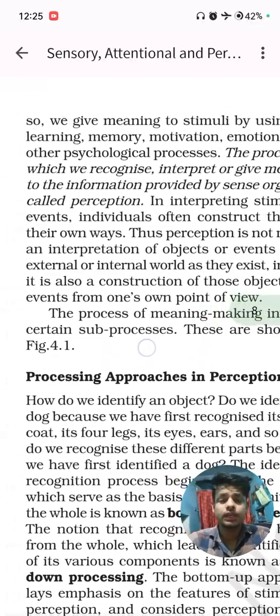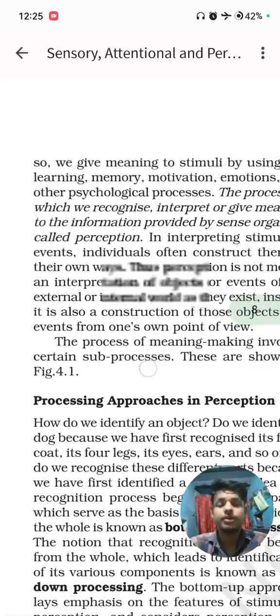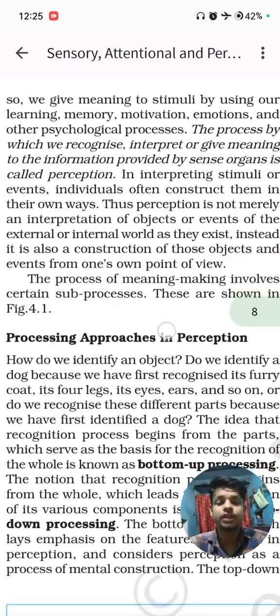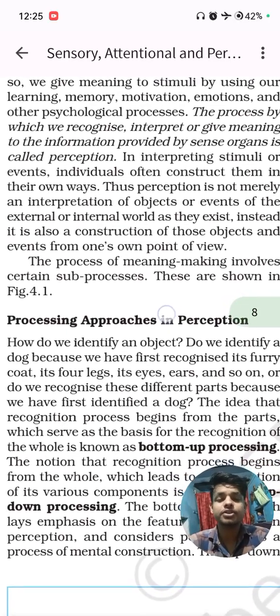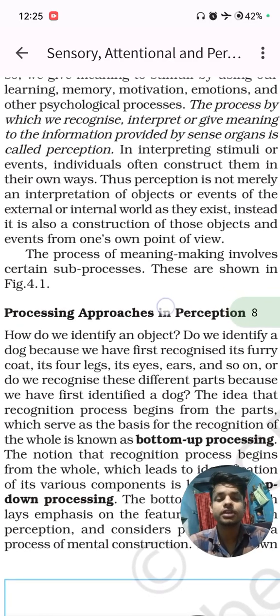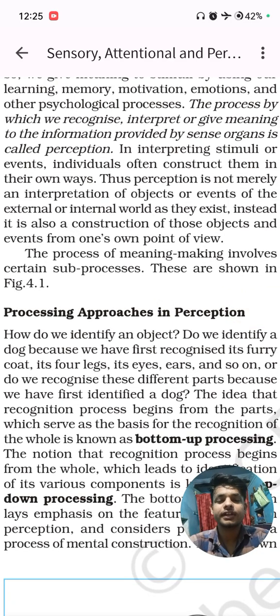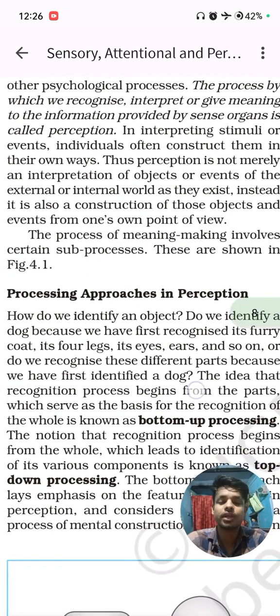So we give meaning to stimuli by using our learning, memory, motivation, emotion, and other psychological processes. The process by which we recognize, interpret, or give meaning to the information provided by the sense organs is called perception. In interpreting stimuli or events, individuals often construct them in their own ways. Thus perception is not merely an interpretation of objects or events of the external or internal world as they exist. Instead, it is also a construction of those objects and events from one's own point of view. The process of meaning making involves certain subprocesses.